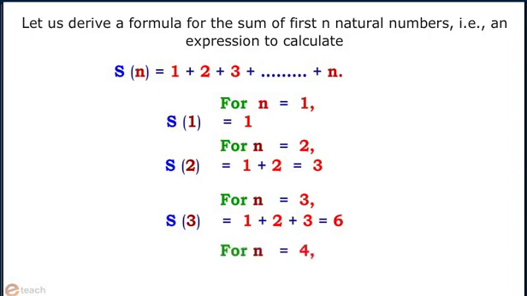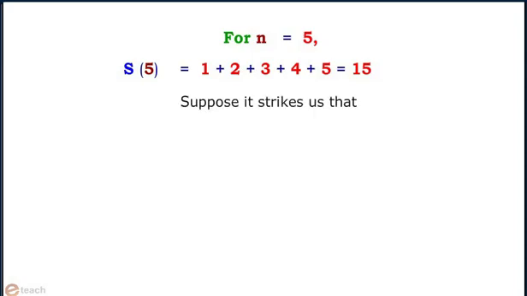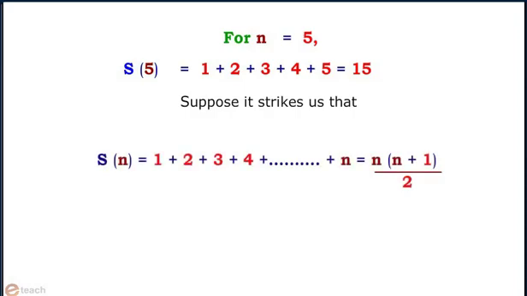For n equal to 4, S4 equals 1 plus 2 plus 3 plus 4, which is equal to 10. For n equal to 5, S5 equals 1 plus 2 plus 3 plus 4 plus 5, which is equal to 15. Suppose it strikes us that Sn equals 1 plus 2 plus 3 plus 4 up to n equals n into n plus 1 by 2 is the correct formula.